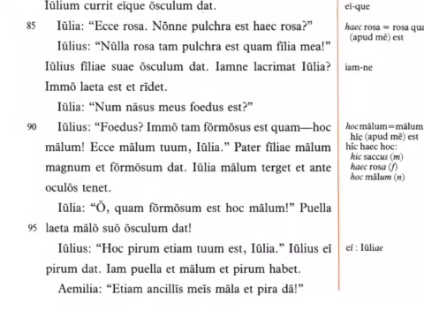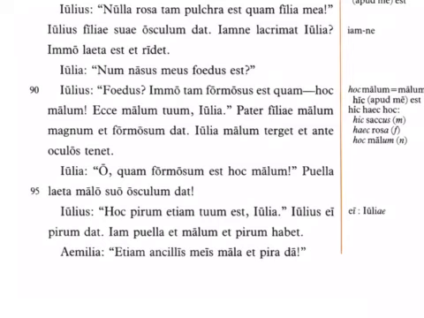Then Julia says, O quam formosum est hoc malum. Oh, how beautiful this apple is. Puella laeta malo suo osculum dat. Gives a kiss to her apple. Right? It's a little bit funny scene. Julius then says, Hoc pirum etiam tuum est, Julia. This pear is also yours, Julia. Julius ei pirum dat. Julius gives a pear to her.